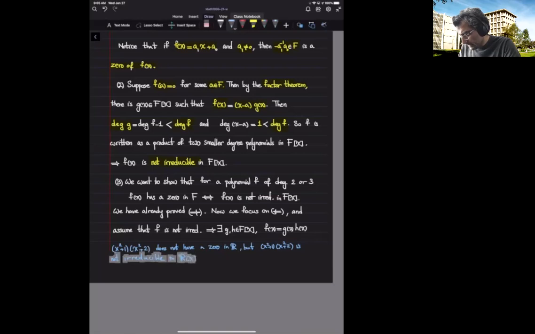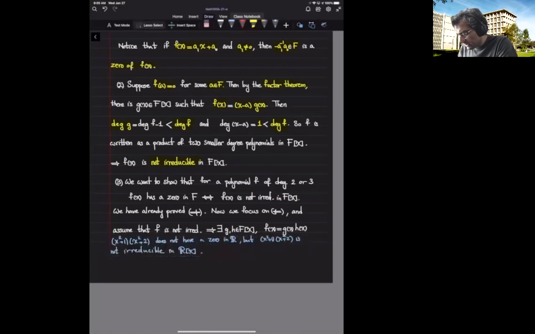So in general, knowing that a polynomial does not have a zero does not imply that it is irreducible. But this is the case when the polynomial has degree either 2 or 3. You see this one has degree 4. Okay, let's see why.